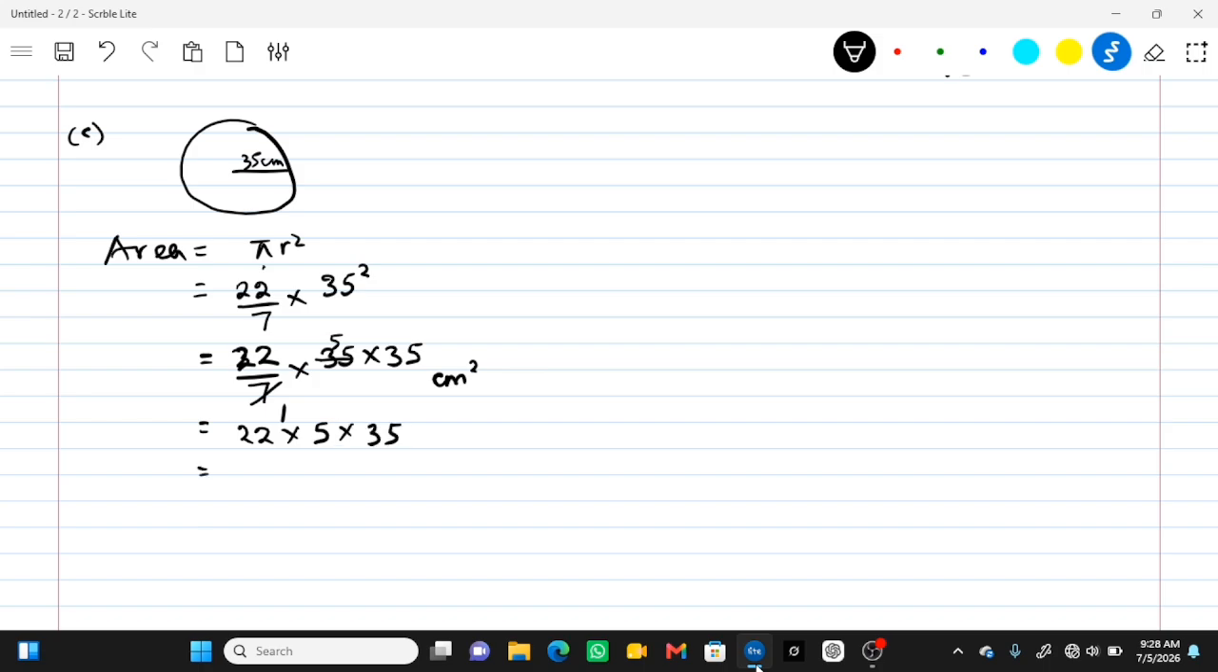So 22 times 5 is okay. Let me multiply this and multiply by 2. So 10. And we have the 10 times this 350. So 350 times 11. So I have 0. This is 5. This and this 8. This one 3. So that's 3,850 centimeter squared.